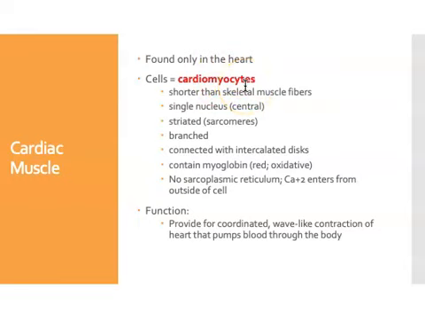They are shorter than skeletal muscle fibers. They have a single centrally located nucleus. They are striated, which means they have sarcomeres in them. They have the sarcomere anatomy that we see in skeletal muscle. But these cells are branched, and they are connected one to the other with these intercalated discs. Now, if you look inside an individual cardiac muscle cell, a cardiomyocyte, you're going to find lots of myoglobin, just like you did in skeletal muscle. So this would be a red fiber, as we call it, an oxidative type of fiber.